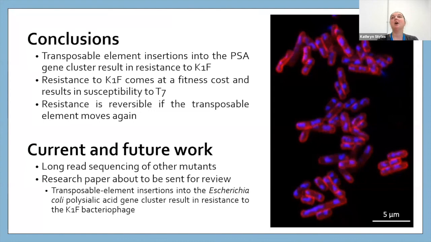But from what we could see from the other mutants, the ones that started expressing the polysialic acid genes again seem to have the phenotype of that. They seem to again have the intact biosynthetic cluster. So it does seem to be that this resistance mechanism is reversible. But the resistance also always seemed to come at a fitness cost. The cells never seemed to grow as well in the growth curves that we did. And they also resulted in susceptibility to T7 because the capsule was then also gone.